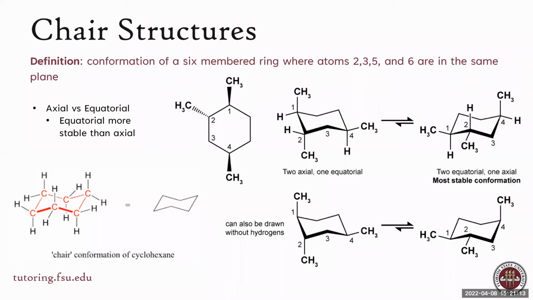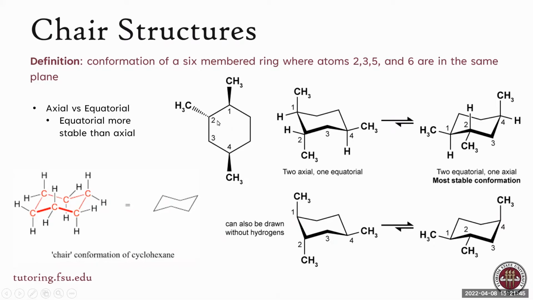Chair structures. So, definition, conformation of six-membered rings. This is showing how you draw six-membered rings on a flat piece of paper, but if you actually want to represent what it looks like three-dimensionally, this is what it actually looks like. The way you want to think about that is the 2, 3, and the 5 and 6 are on the same plane.